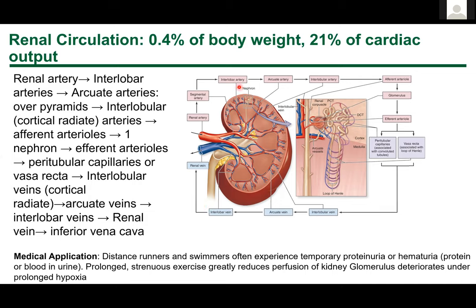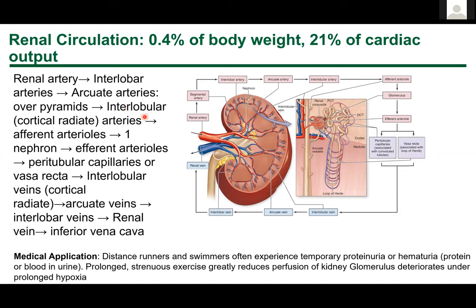So the interlobar arteries divide each renal lobe from its neighbor. We've got a renal pyramid and then the cortex overlying it, that's the lobe. And interlobar arteries run between those. Arcuate arteries are called that because they make an arch shape at the top. And then radiating from the tops of the arcuate arteries are what are called cortical radiate arteries. They're also called interlobular arteries.